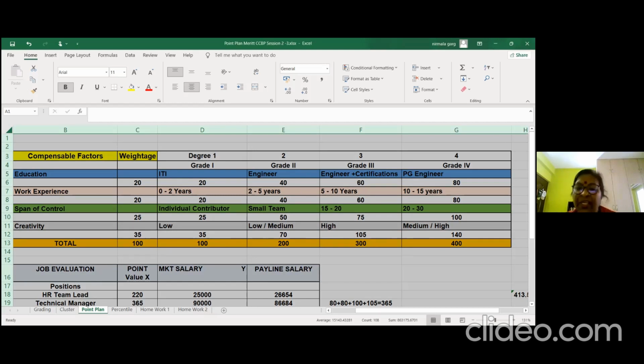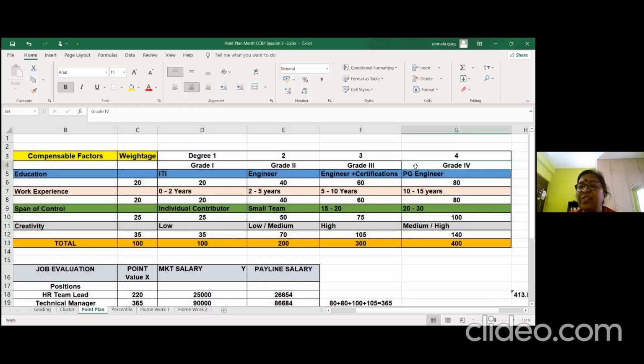Very clear? Now, when you actually add up at degree 1, you should have 100. At degree 2, you should have 200. At degree 3, you should have 300. At degree 4, you should have 400. Now, since these are not grades, I want you all to show that these are only degrees of differentiation. Got it? Step 1, step 2, step 3, step 4.